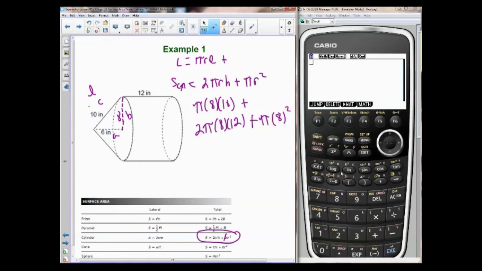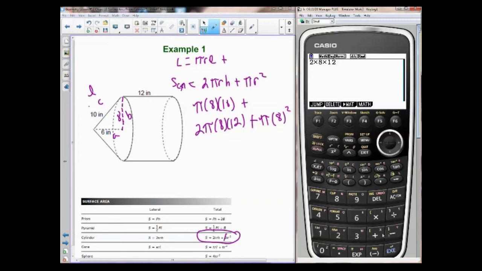And the calculator will still give you the exact answer if you wanted to put it in there. But I'm going to go 2 times 8 times 12, plus 64, or 8 squared, however you want to write it. Okay? Oh, I didn't quite get that 12 in there. So let's do it again. Well, it's going to be 16 times 12, but we'll go ahead and do that. 2 times 8 times 12.